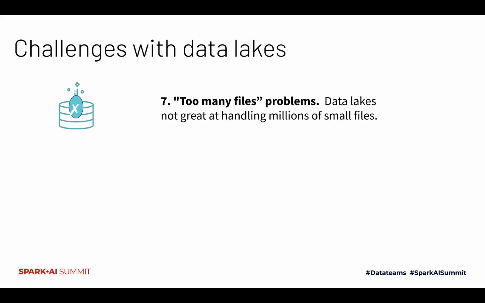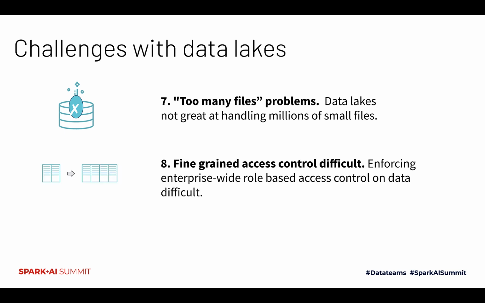If you're building a data lake, one of the biggest, most common problems and a total performance killer is what's known as the too many small files problem, where your data lake has constantly been appended to, and you end up handling millions of small files, killing the overall read throughput of your queries. Another big challenge that people building data lakes have to deal with is fine-grained access control. I want to be able to have access control on rows and on columns. How do we do this in an enterprise way?